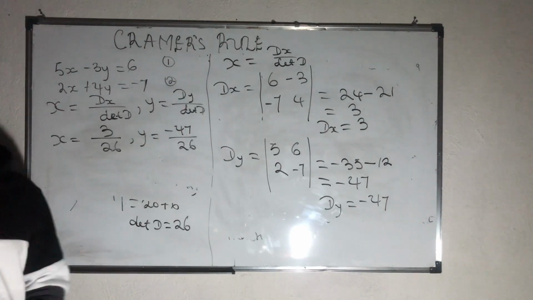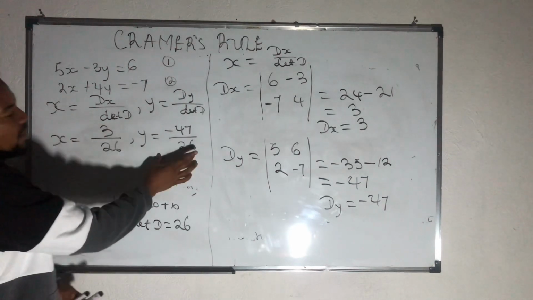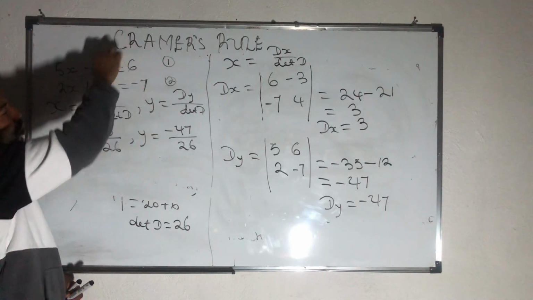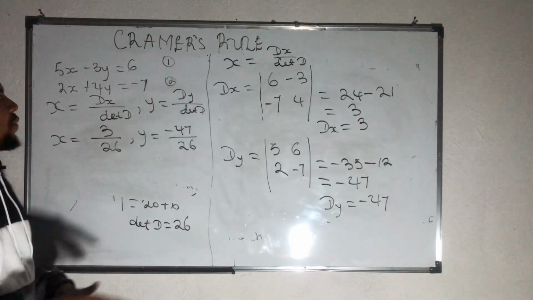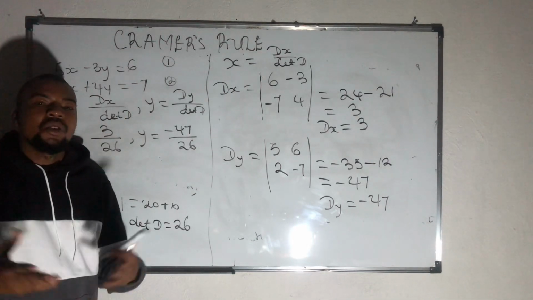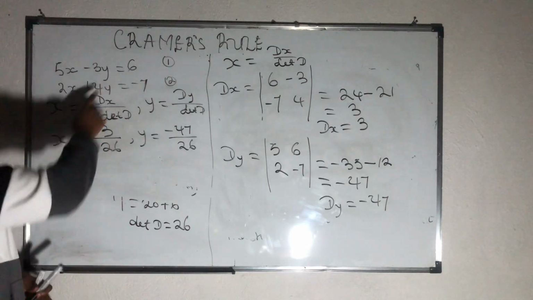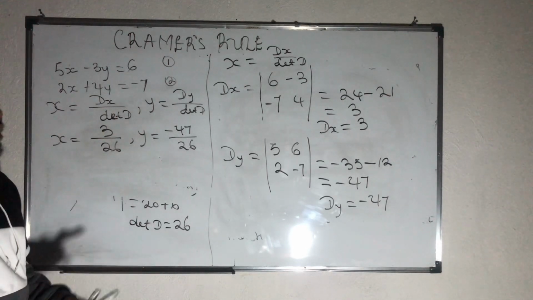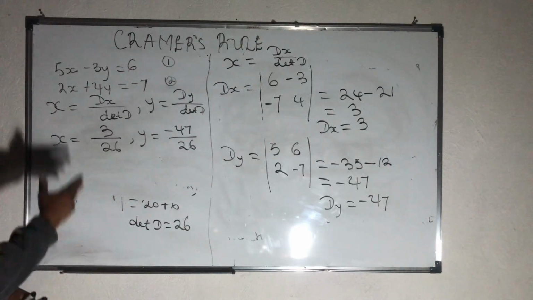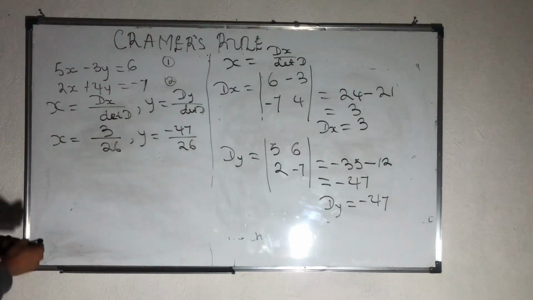Now, how am I sure that this is the value for x and this is the value for y? To prove this, we can go ahead and plug these values into the original equation to check if we'll get a 6 and negative 7. This is a very simple way to check whether you're right or wrong. If after checking it does not correspond with the right hand side, it means that you're wrong. But if it corresponds, then your solution is actually correct. Now let's go ahead and do this to verify our solution.